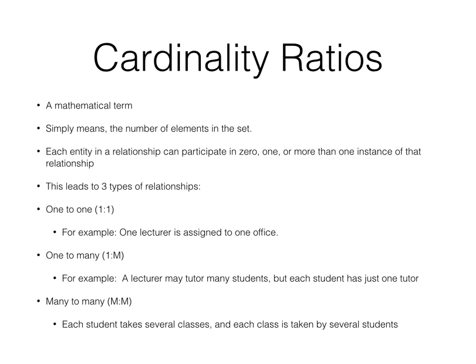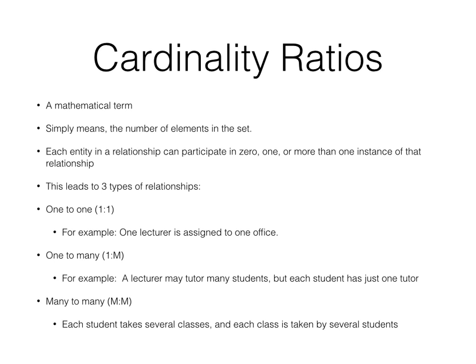Each entity in a relationship can participate in 0, 1, or more than one instance of that relationship. What this leads to is 3 types of relationships that parallel exactly why I was rewording those sentences on the last slide. There's a one-to-one relationship, such as one class has a single lecturer, or, for the example here, one lecturer is assigned to one office.